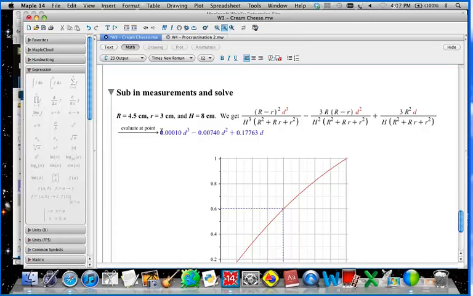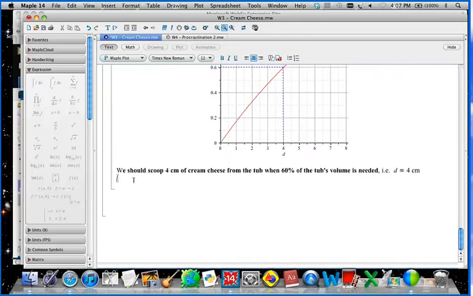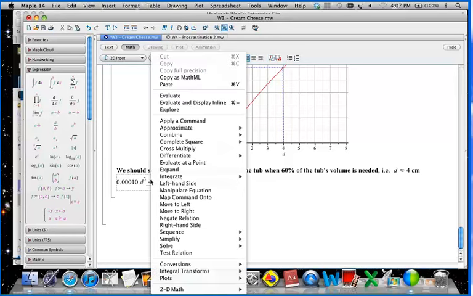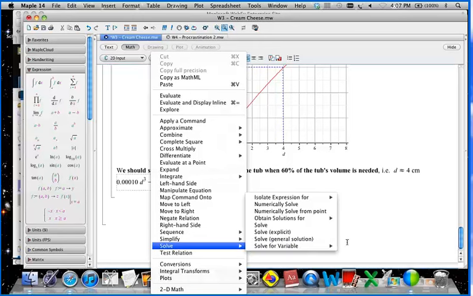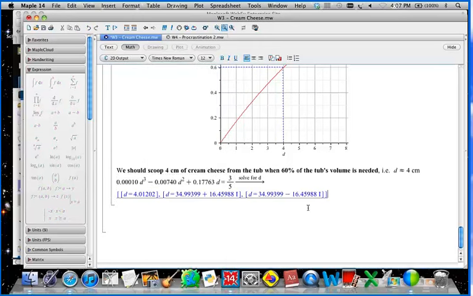Let's copy that, set it equal to 3/5. Sorry, we'll come down here. Set that equal to 3 over 5. And now let us solve that for D. Now, we get three solutions here. We get D equals 4 point something. We get D equals some number plus some number times I, plus the conjugate of that. Now, if you've taught your students imaginary numbers and complex conjugates, this is a great application of that. If you haven't, you can just tell them to ignore it and take a look at the real solution.